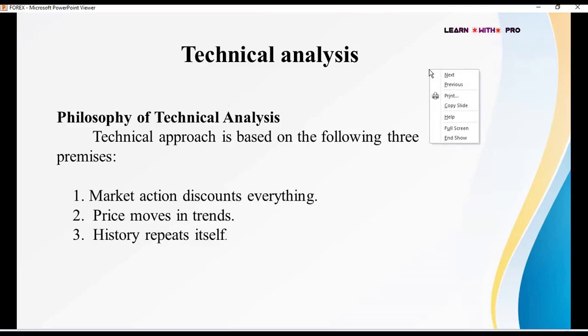Now, third one, history repeats itself. History repeats itself mostly in forex. That's why we look for key levels. That's where support and resistance come in, because we deal more with history when doing technical analysis.